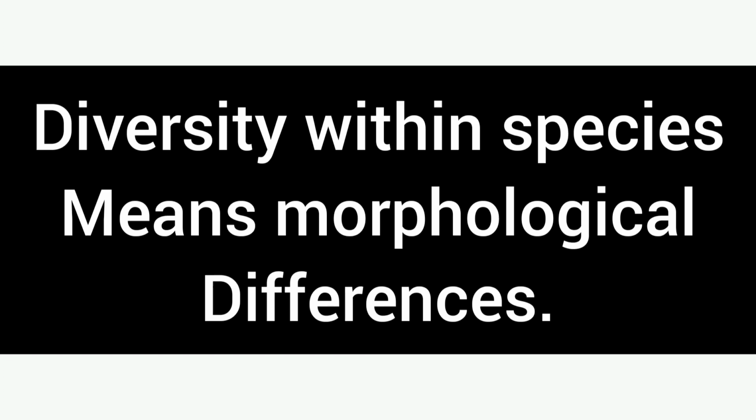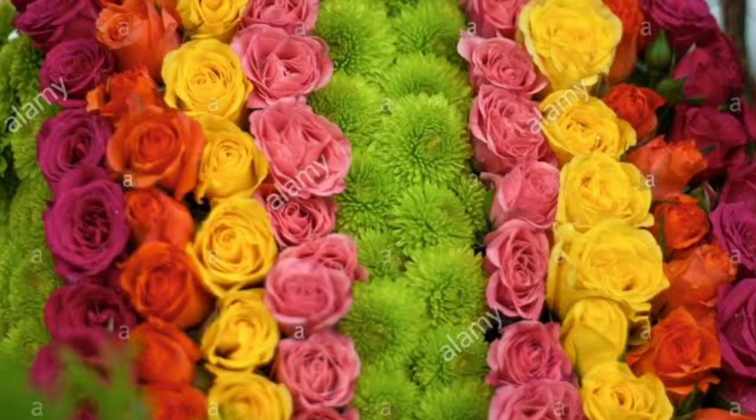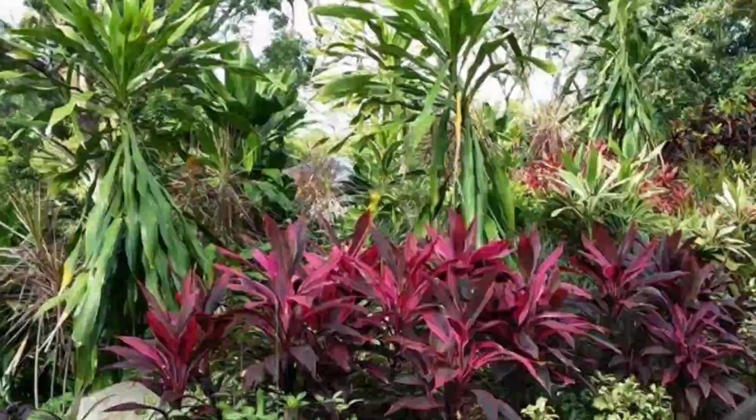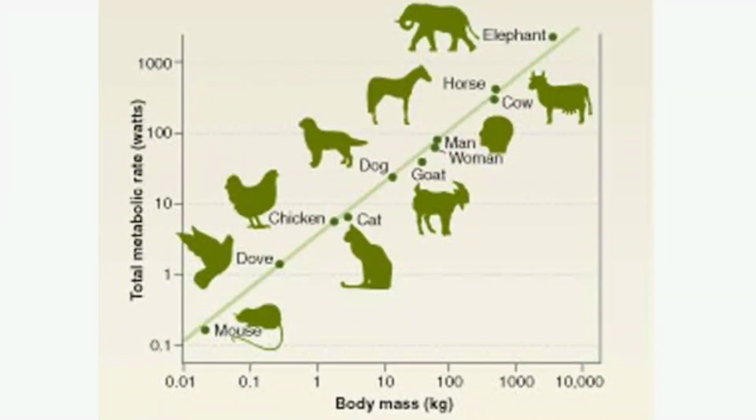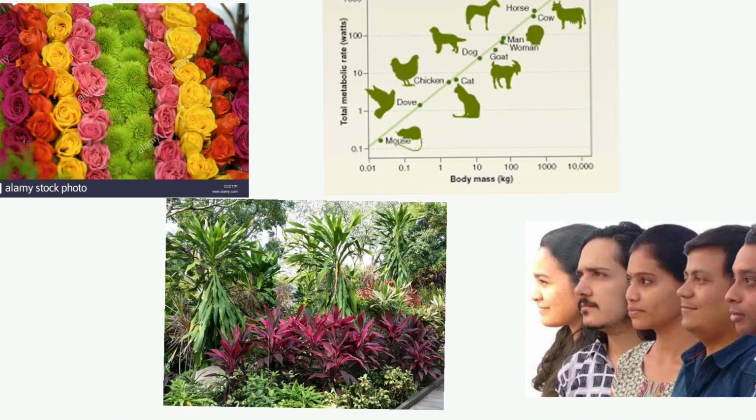Here, genetic variability within a species means what? Morphological differences of organisms. It means that because of differences in their genes, they look different. For example, different colors of flowers, height of plants, body size of an animal, color pattern of skin, etc. And these differences occur due to differences in their genes. So such kind of variability is genetic variability.